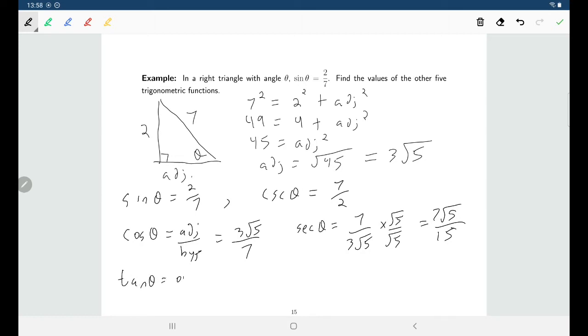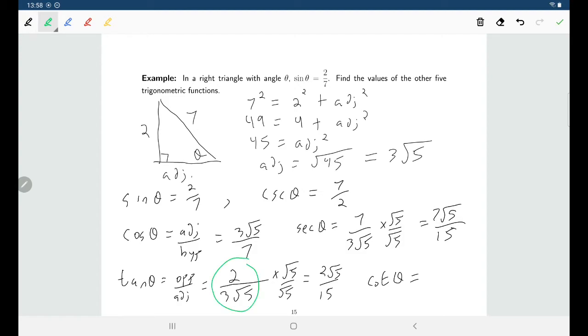Tangent of theta is opposite over the adjacent, which is the opposite side measures 2, and the adjacent side measures 3 root of 5. And to put this in simplest terms, multiplying top and bottom by root of 5, that gives me 2 root of 5 over 15. And then finally, cotangent of theta, that should be the reciprocal of tangent. Since tangent was 2 over 3 root of 5, then cotangent should be the reciprocal of that, 3 root 5 over 2.